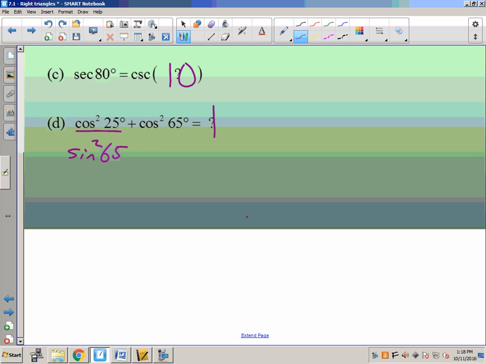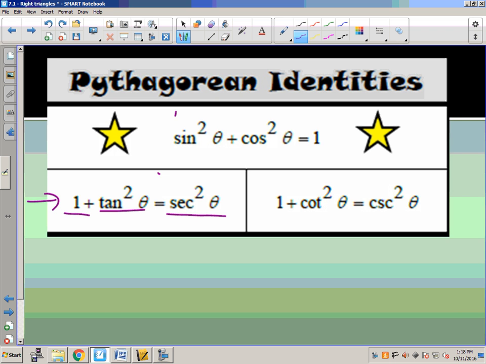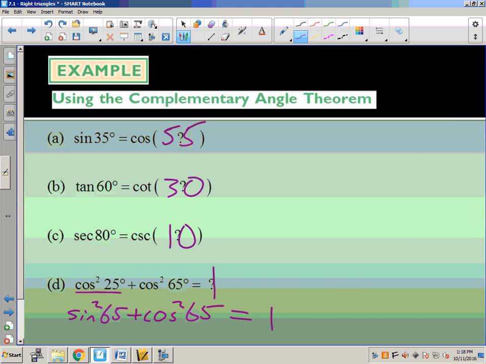So sine squared of 65 plus cosine squared of 65, well, that is now the Pythagorean identity. The sine squared of any angle plus the cosine squared of that same angle is always equal to 1. That's this guy right here. Sine squared of an angle plus cosine squared of an angle equals 1. So we kind of had to use both the theorem and the identity.